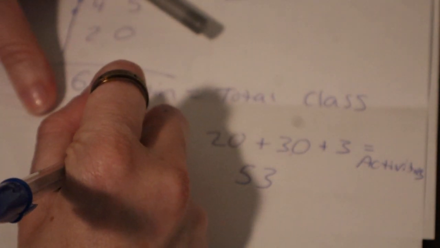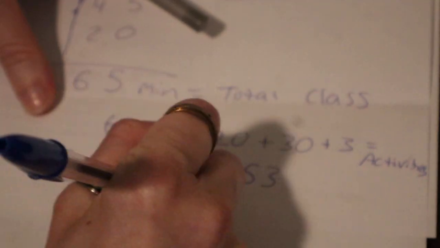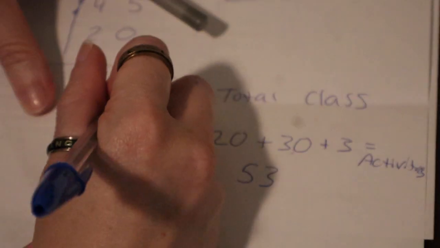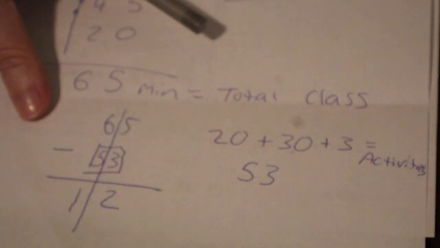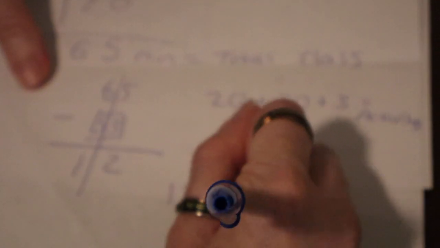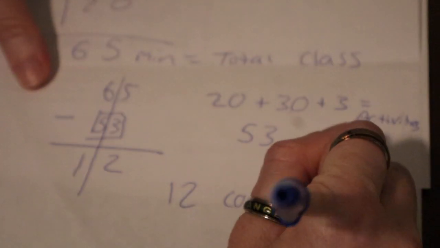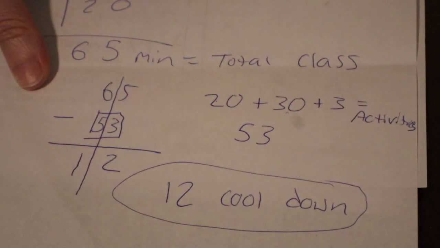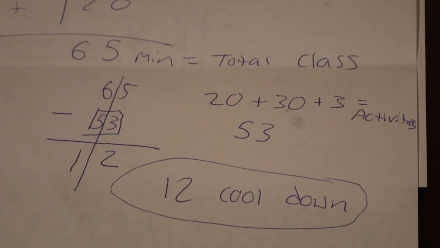So 65 minus 53, draw my lines to organize, 5 minus 3 is 2, 6 minus 5 is 1. So 12 minutes are the cool down. She has 12 minutes left over after all her activities to cool down. Cool down is when you start doing easier exercises.